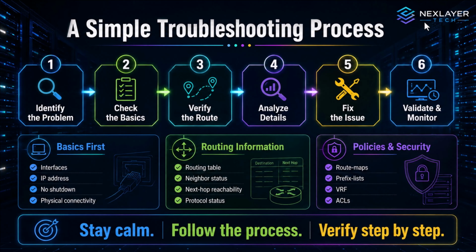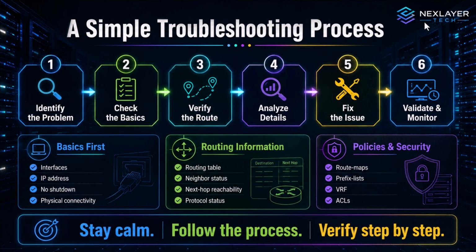Step 3. Verify the route. Is the destination route in the routing table? Is the next hop reachable? Are the routing neighbors up? Step 4. Analyze the details. Now look deeper. Check metrics, administrative distance, BGP attributes, policies, logs, and protocol state.